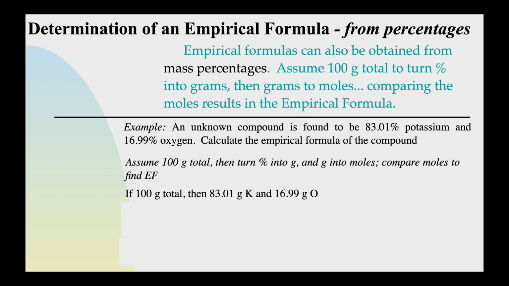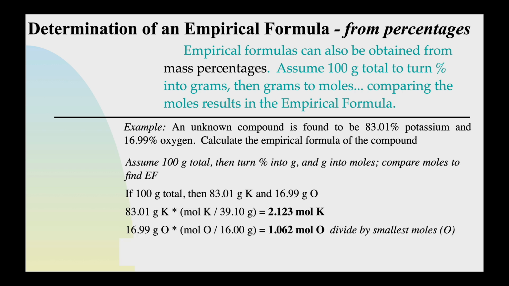From this point, it's pretty chill. Now you take grams to moles like we did in the last example, compare the moles to find the empirical formula. And remember, when you compare moles, you divide by the smaller number. Here's what this part looks like. First, here's the grams to moles. So the 83.01 grams of potassium turned into 2.123 moles of K, and 16.99 grams turned into moles, 1.062 moles of oxygen.